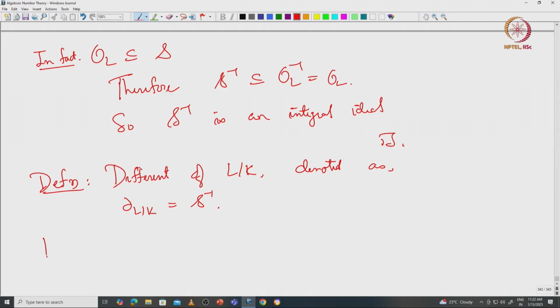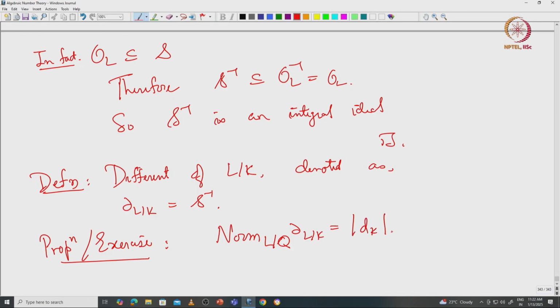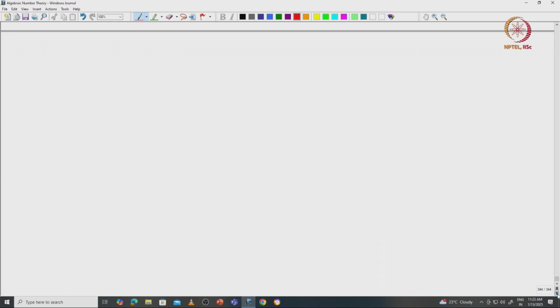And here is a proposition slash exercise, which we kind of have from whatever we have done up to now. If you take the norm from L to Q of this different, by what we have shown before, this is equal to the modulus of the discriminant d_K. So, that is a wonderful new invariant that we have defined. It is called the different or the different ideal. It is an ideal, right, it is not a number.